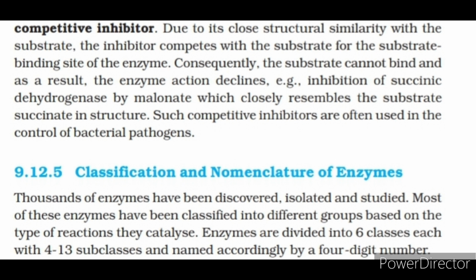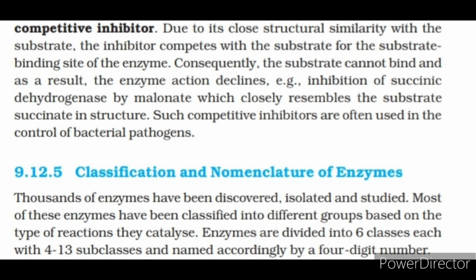Example, inhibition of succinic dehydrogenase by malonate, which closely resembles the substrate succinate in structure. Such competitive inhibitors are often used in the control of bacterial pathogens.